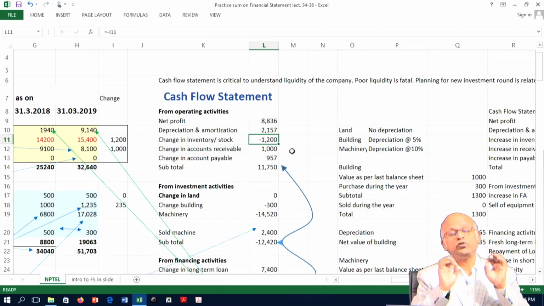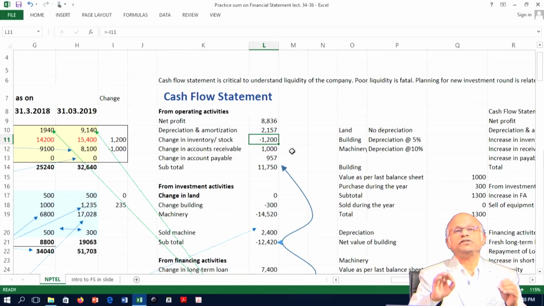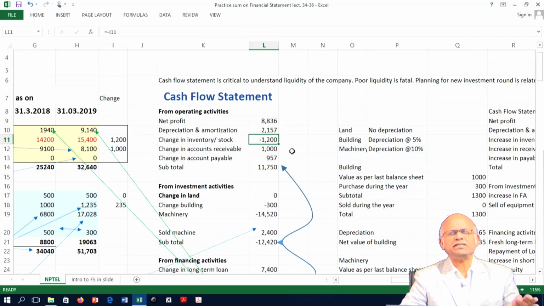So, this 2,000, the difference between the inventory, will be regarded as positive cash flow. That is the convention, and you should understand it that way. Do not try to remember formulas, it is very logical, and just remember that.